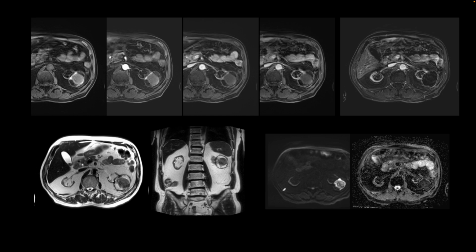This is our next patient. This patient had a renal tumor, a solid tumor that showed enhancement. So we said or diagnosed a renal cell carcinoma. They underwent ablation, and this is a post-ablation study.